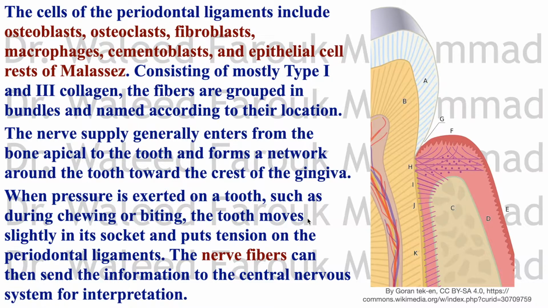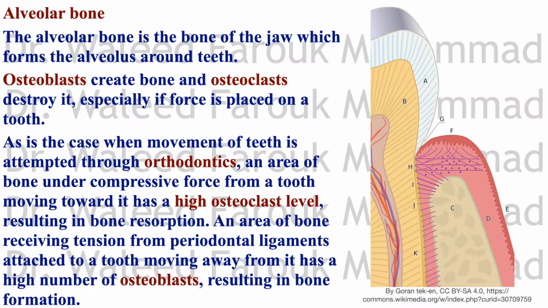During chewing and biting, when pressures are exerted on the tooth, it moves slightly in the socket and puts tension on the periodontal ligaments. In this way, the nerve fibers can send information to the central nervous system about the condition of the food being chewed, regarding whether it is solid, soft food, and so on.